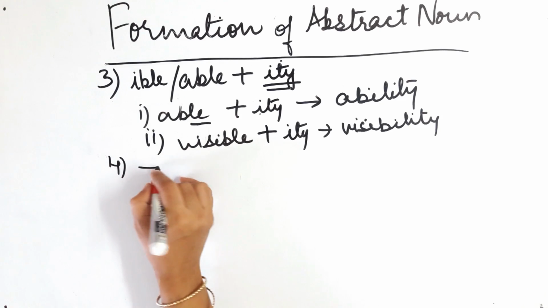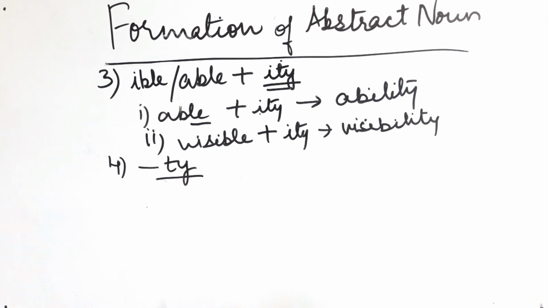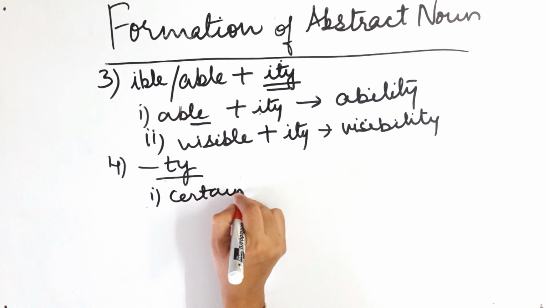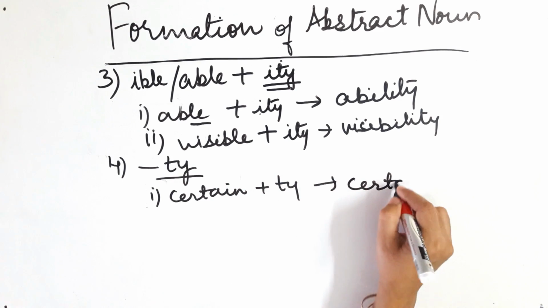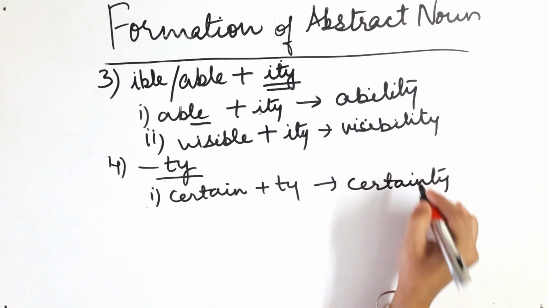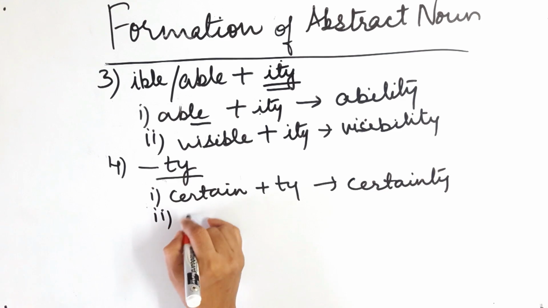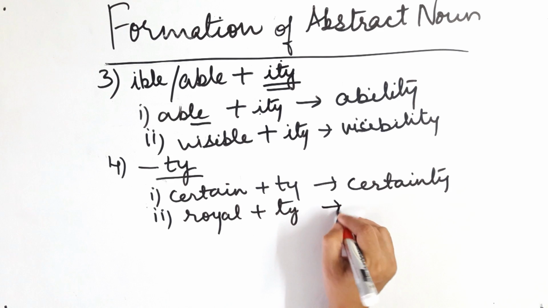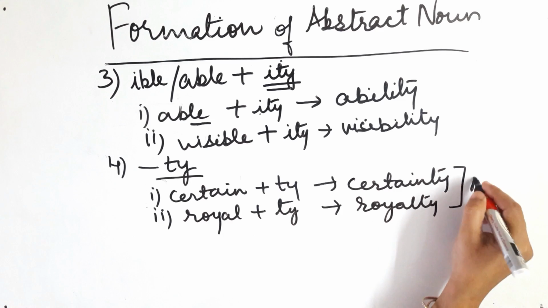Another way of changing adjectives into nouns is by adding TY. Simply by adding TY, it becomes a noun. Words like certain, if we add TY, certainty, it becomes a noun. Then I have the word like royal. If I add TY, it becomes royalty, which is again a noun. These are nouns.